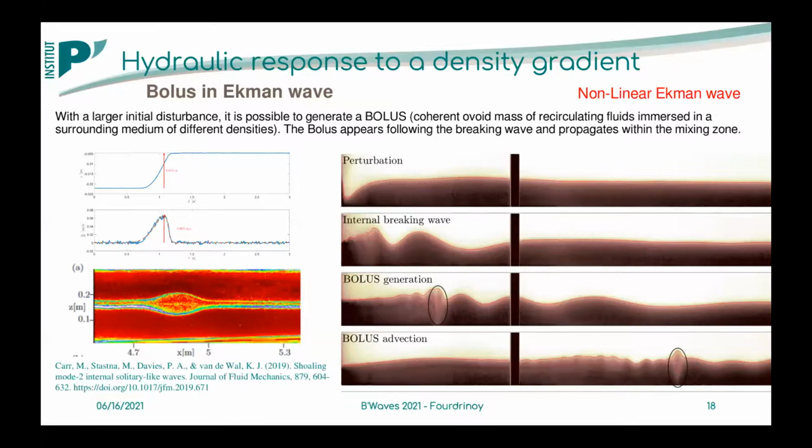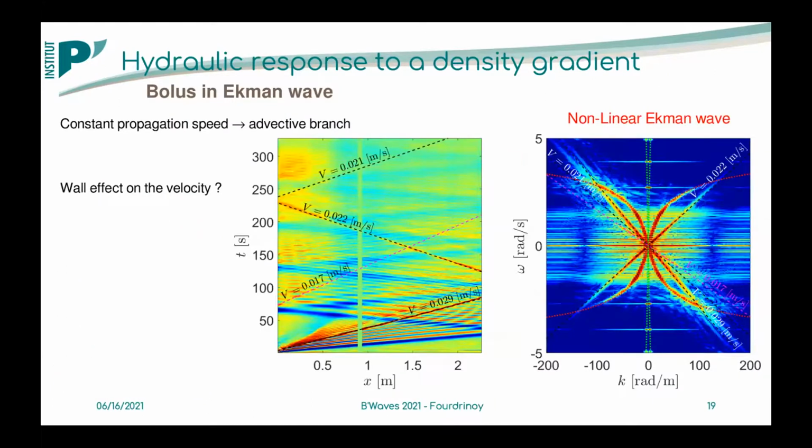And the bolus is located in the mixing zone between saltwater and fresh water. And this mixed zone serves as a wave guide, and it's possible to follow the structure over a long time and even after a reflection on the wall. From the measurements, we can estimate the speed of propagation of the bolus. The speed is constant, but seems to present discontinuities during reflection on the wall. And we note that the speed of the bolus is greater than the speed of the secondary baroclinic modes.